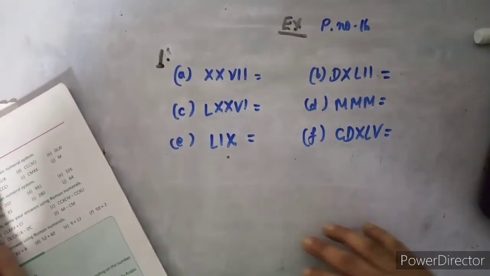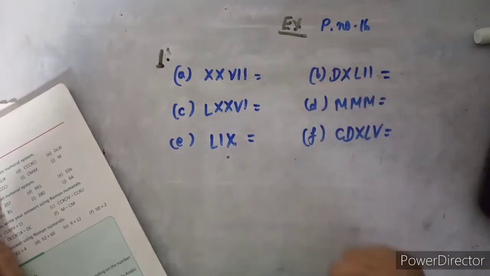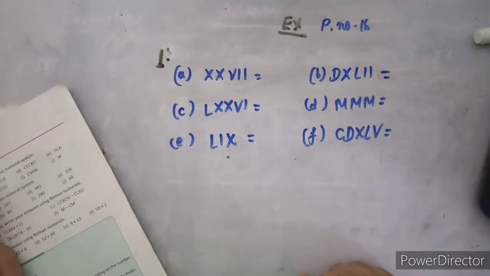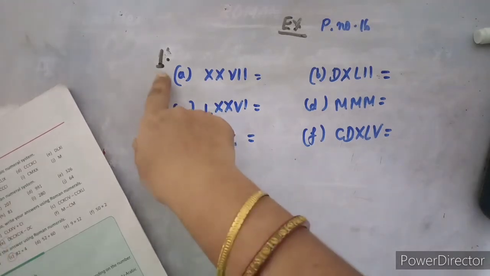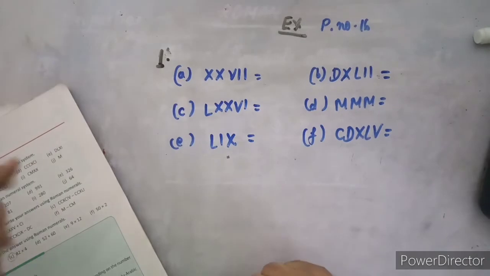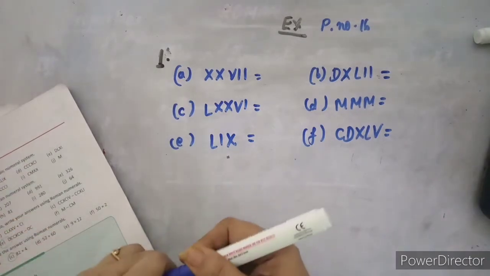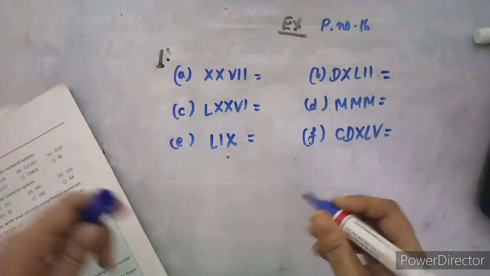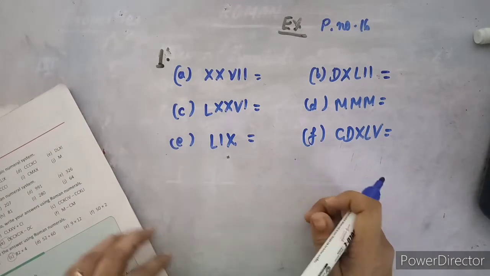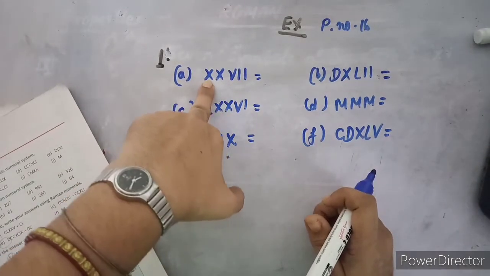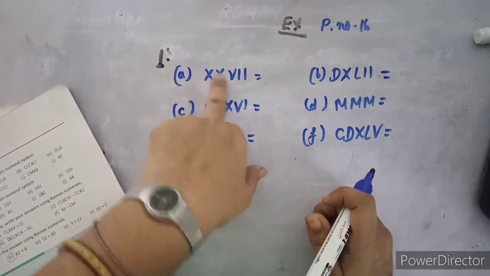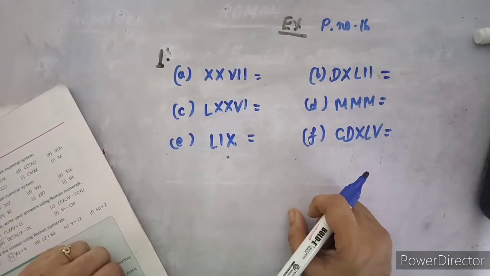Now we will see the exercise on page number 16. Only one exercise is there. That is why I have written the page number 16. Now you can see the first question over here. Now you have to just look at the Roman numeral, and you have to convert it into Hindu Arabic.